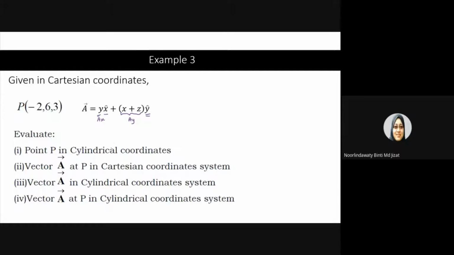So for the first question, they want you to find the point P in the cylindrical coordinates. What is given to you here is in the Cartesian coordinates, in terms of x, y, and z. They want you to change it into the cylindrical coordinates, into r, phi, and z. So what formula can we use? What is the r?